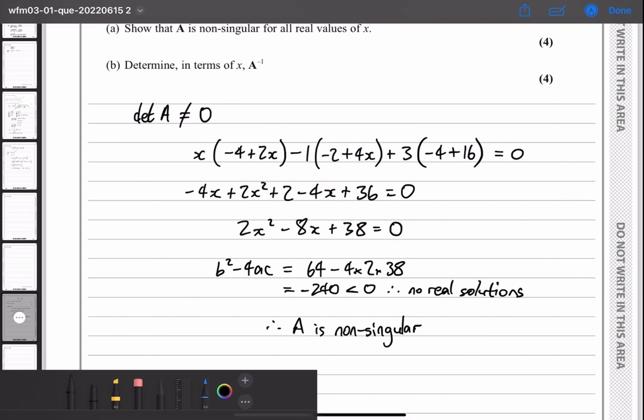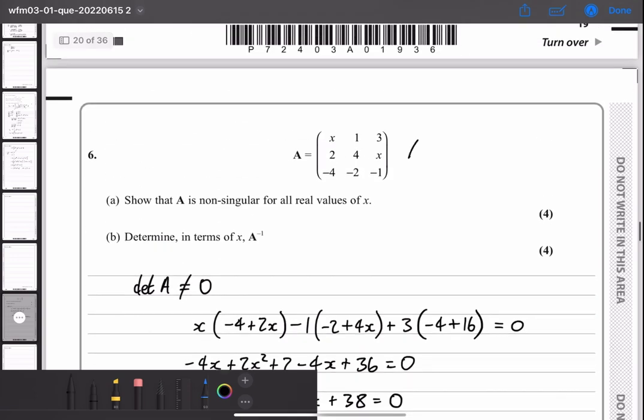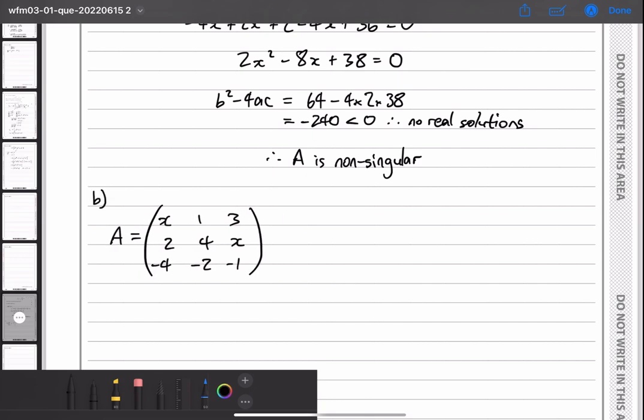So part B is determine in terms of x what that inverse is. For this we just need to follow through our usual matrix inverse process. We have A is equal to x, 1, 3, 2, 4, x, minus 4, minus 2, minus 1. So this is part B.